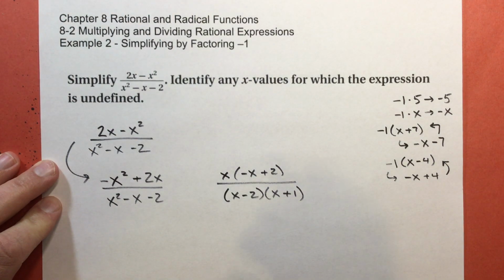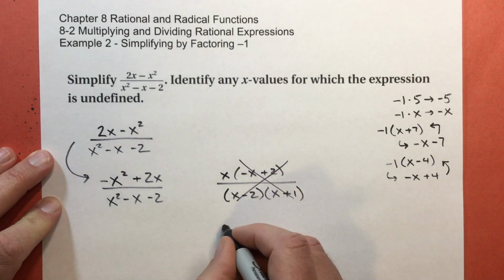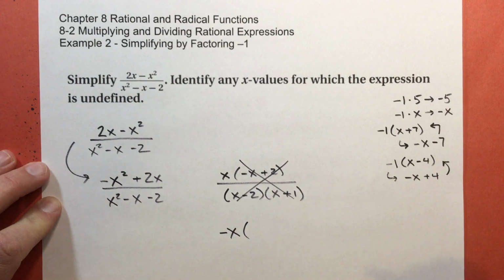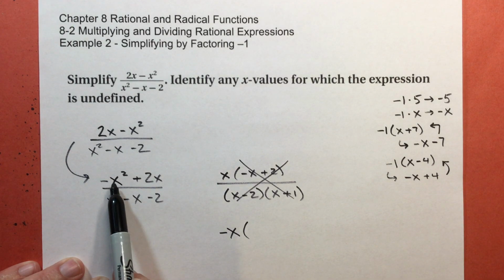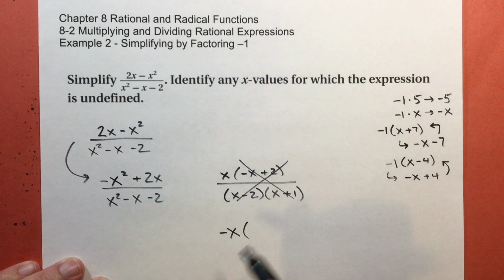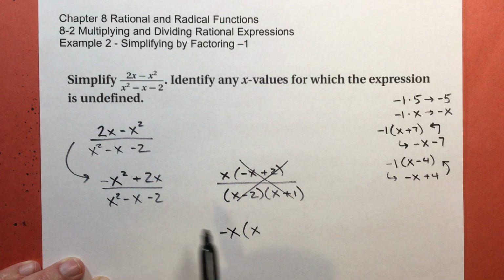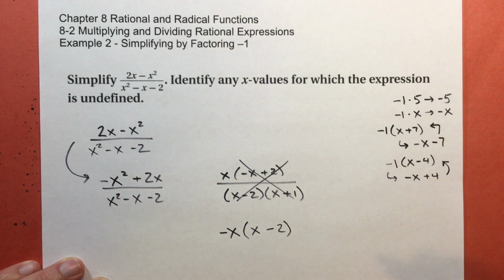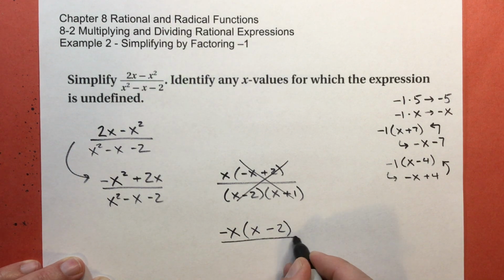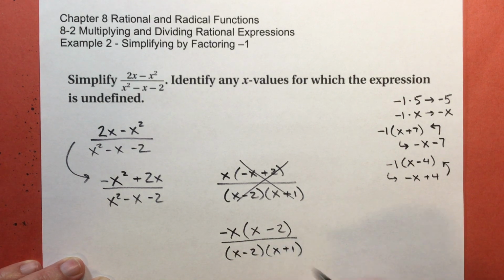So what I really should have done is not factor out an x. I should have factored out a -x. That's negative 1 times x, just like I did up here. If I did what came out of this one, negative x times the other x equals negative x squared. And this is where it gets tricky. Negative x times negative 2 equals positive 2x, because a negative times a negative equals a positive. My denominator is still the same, so I get x subtract 2 times x plus 1.